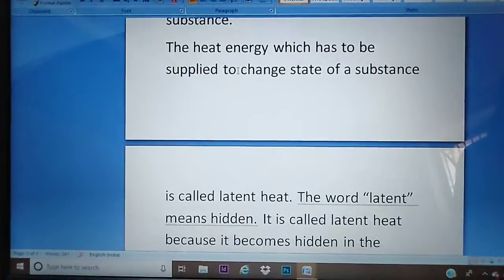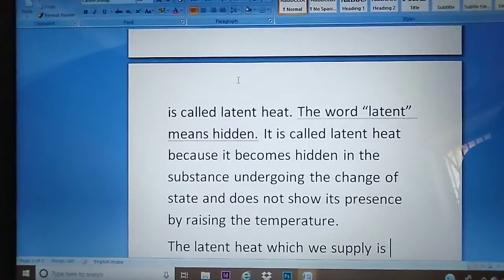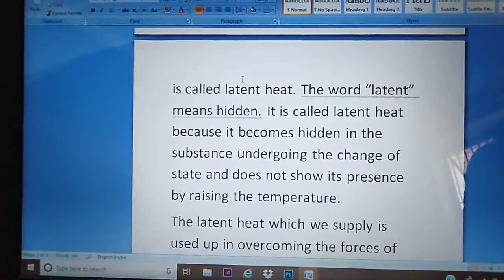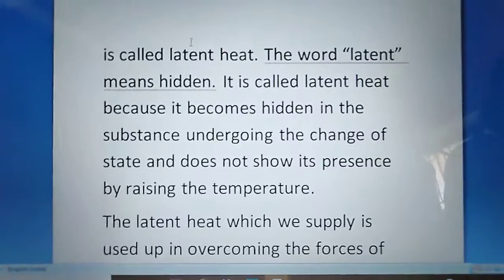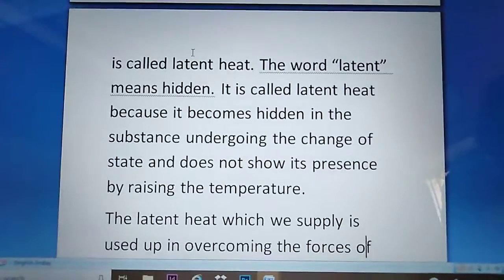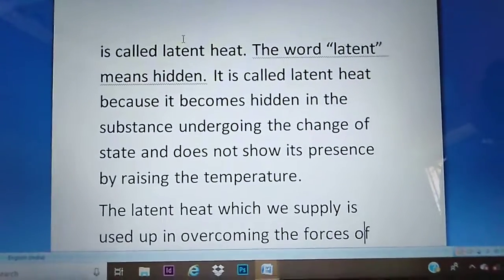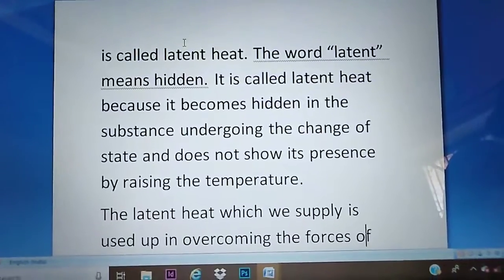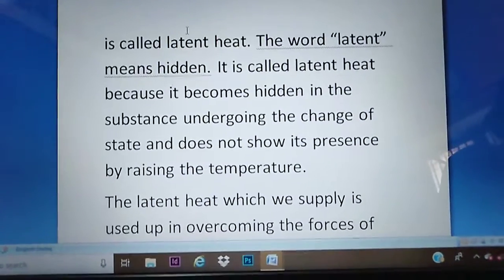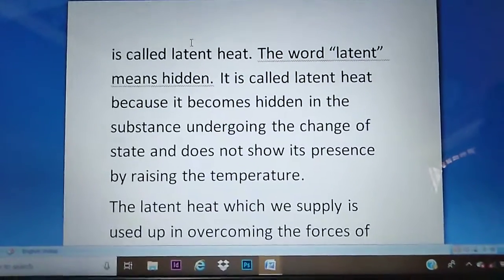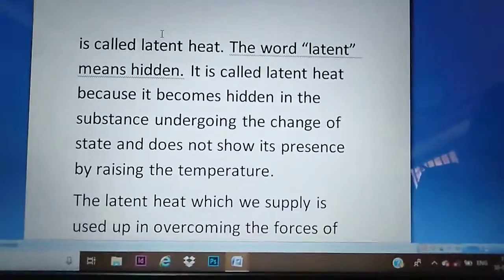Now the word latent means hidden. Why is it called hidden? Because it is hidden in the substance which is undergoing the change of state, and it does not show its presence by raising the temperature. Okay, now this latent heat is of two types. The first is latent heat of fusion or melting, and the second is latent heat of vaporization.